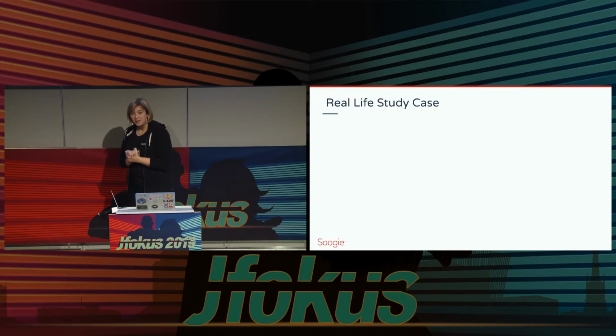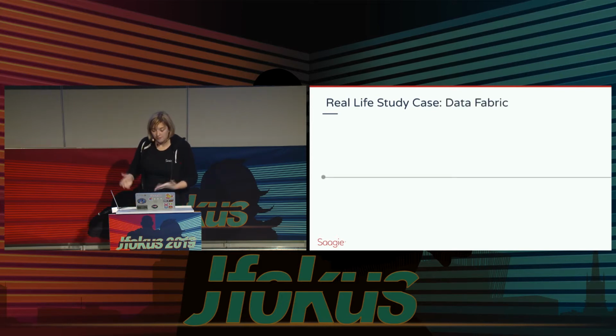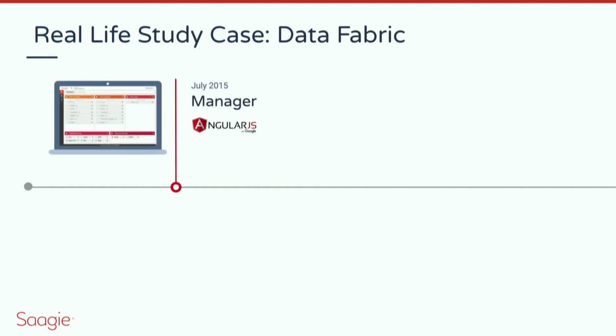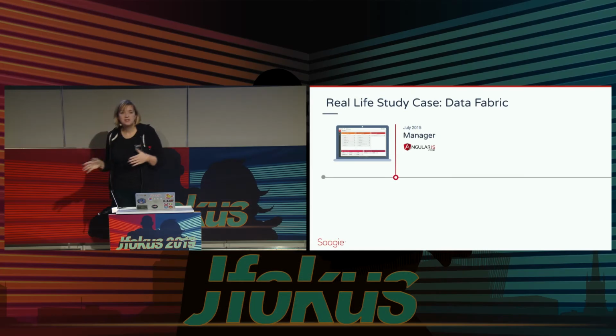So now that we've seen the theory, let's move to a real-life case study, the Data Fabric. Data Fabric is the name of Saagie's product, the one I'm working on. It all started in 2015 with the Manager. The Manager is a kind of big data job orchestrator, so basically data engineers and data scientists can upload, run, and pipeline their own jobs with all the tools they are used to, like R, Python, Spark, whatever. This one was released in July 2015, so it was written in AngularJS.